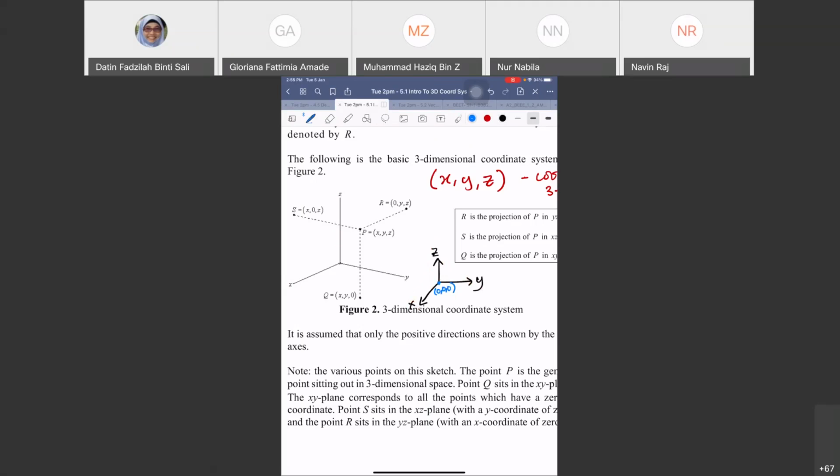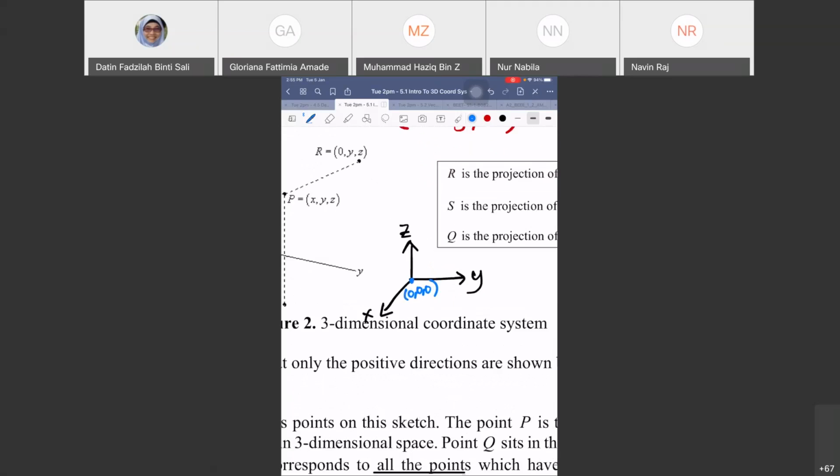When you want to talk about the negative axes for the three-dimensional coordinate system, for x, you just extend in the opposite direction. So that is the negative x. For negative y, you extend to the left here. So that is negative y. If it is negative z, you go down. That is the negative axis for z.